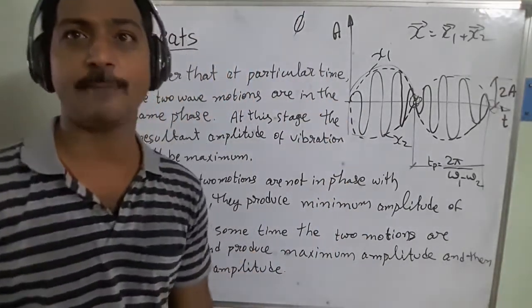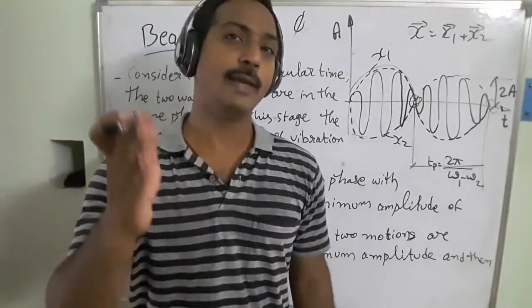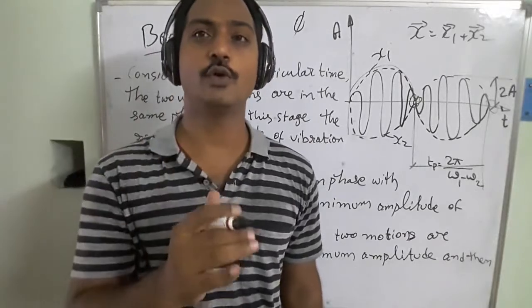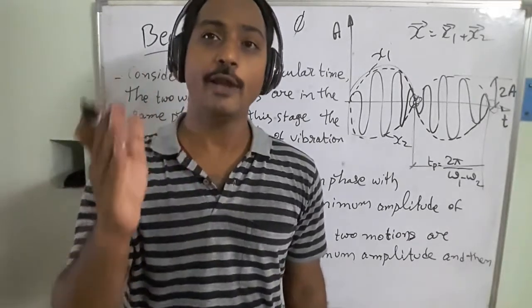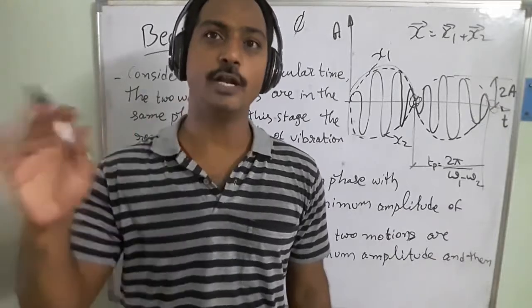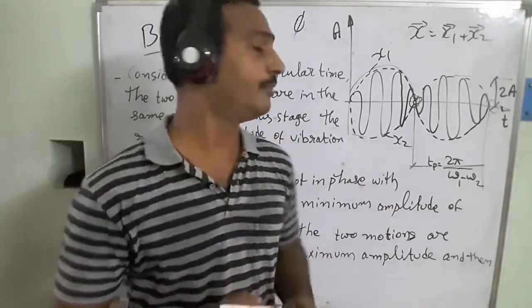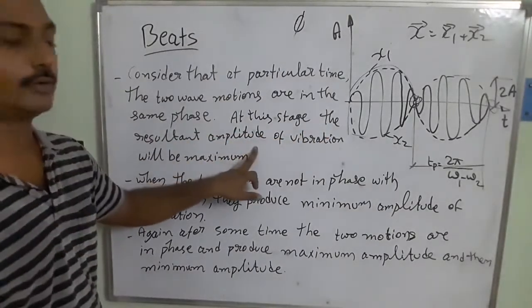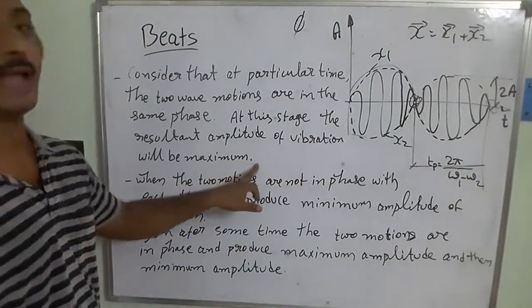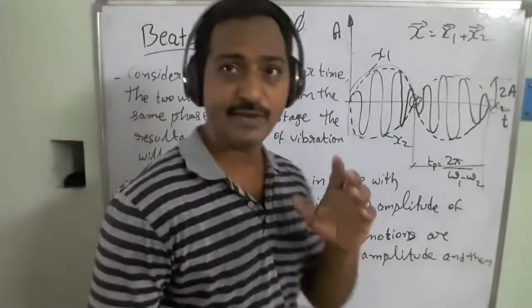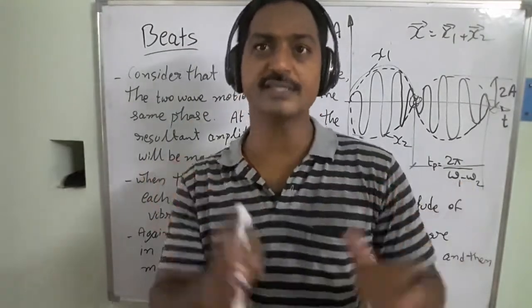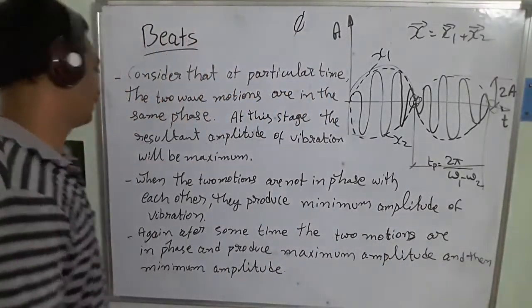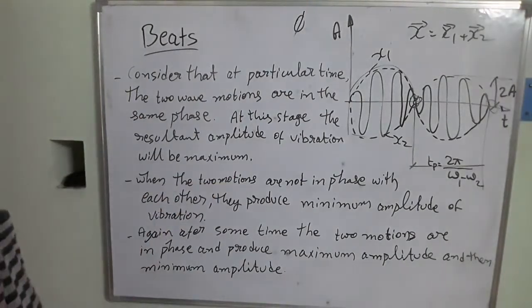So in this case, x1 is equal to a1 sin omega n1 t, and x2 is equal to a2 sin omega n2 t plus pi. The pi term we don't have here, because they are in the same phase. At this stage the resultant amplitude of the vibrations will be maximum, because they have the same phase, and it generates the maximum amplitude of the vibrations.